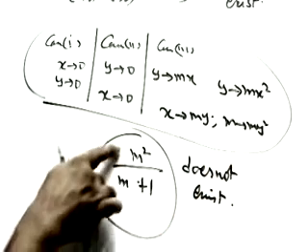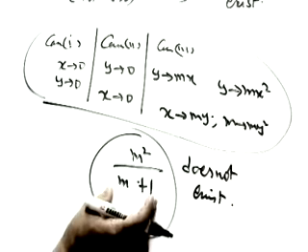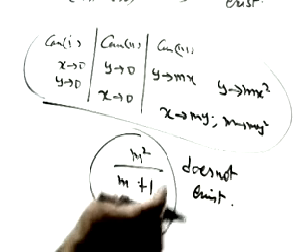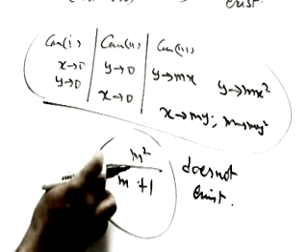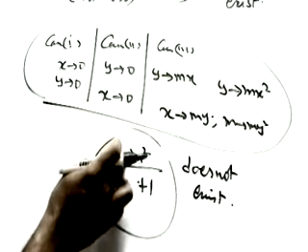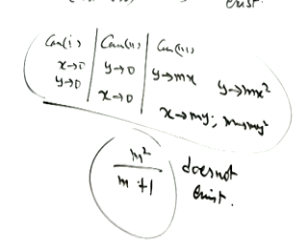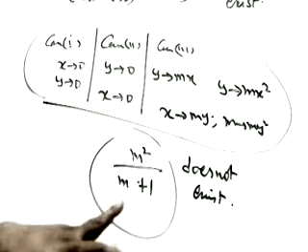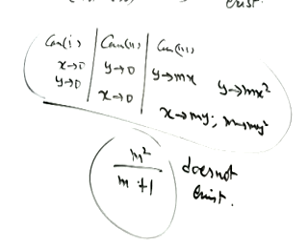Why? Because if we substitute different values of m, we'll get different values of limit. But the value of limit should be unique, only one value. So if after substituting y equals mx, or y equals mx square, we get an expression in terms of m, that is, it is dependent on m. So however many values we substitute for m, we'll get different values of limits. So it does not exist. That is, if we get the limit value in terms of m, then we say the limit does not exist.